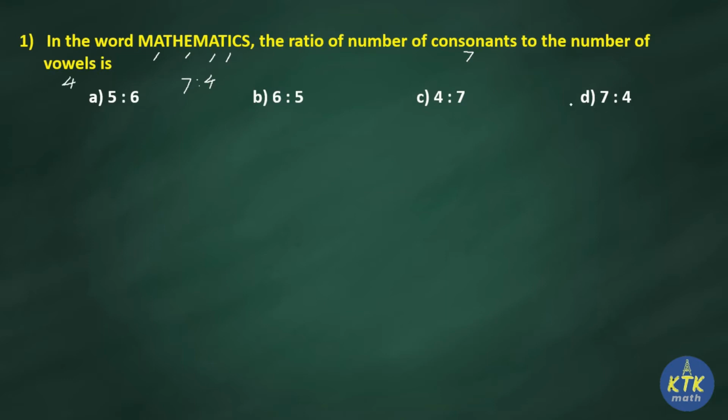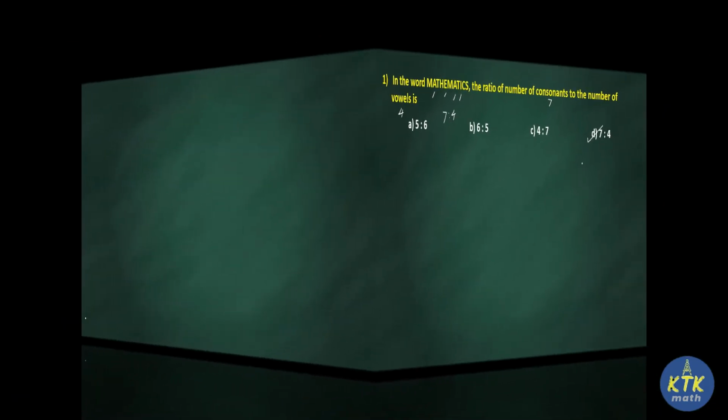So it's a very easy question. Remember, if the question is asking the ratio of number of vowels to consonants, the answer will be reversed, 4:7. Whatever comes first, consonants 7, vowels 4. So 7:4 only is your answer. Okay, we'll move on to the second question now.